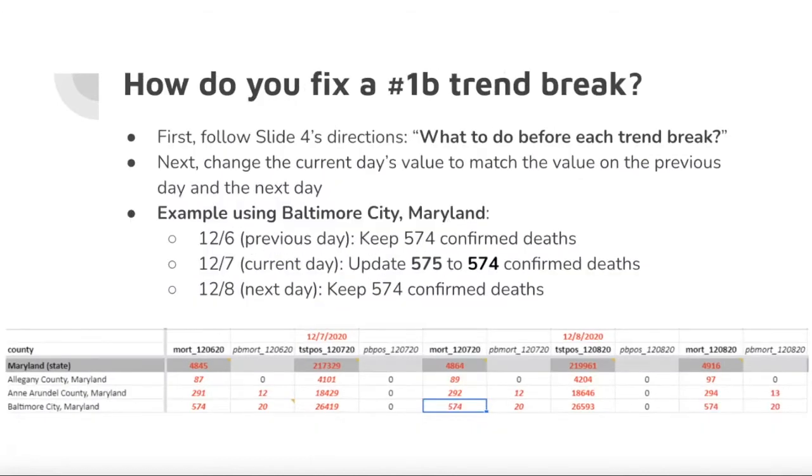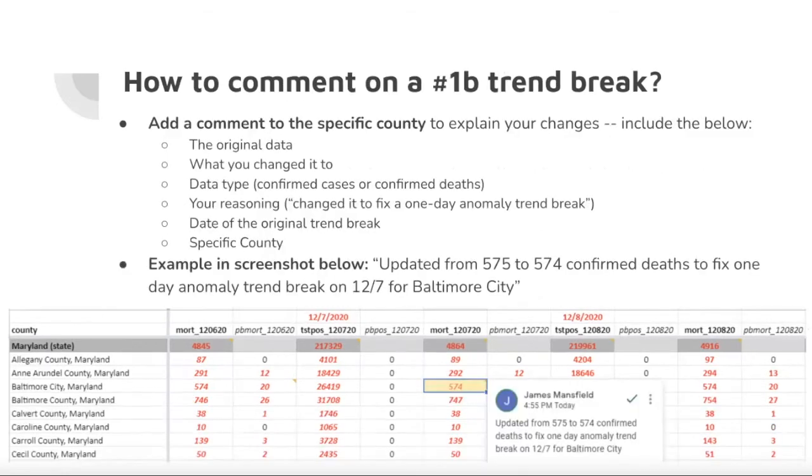How do you fix a one-day anomaly increase? Again, you're going to want to change the one-day anomaly to match that of the day before and the day after. So in this example, you're going to update 575 to 574. The comment for this example would be updated from 575 to 574 confirmed deaths to fix one-day anomaly trend break on 12/7 for Baltimore City. Again, you're going to want to include all of these specifications in every comment you leave regarding a trend break.